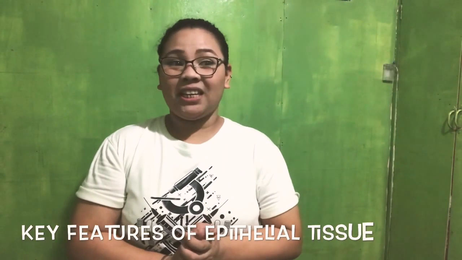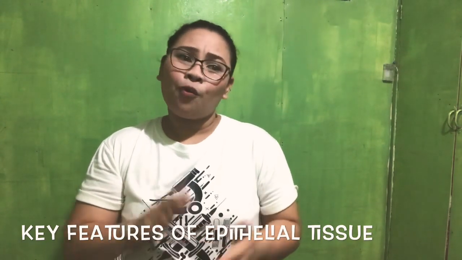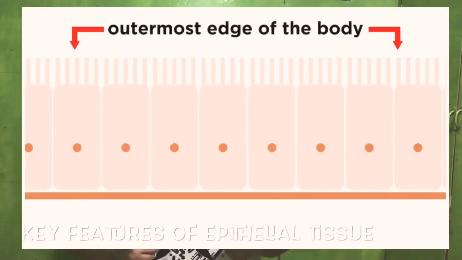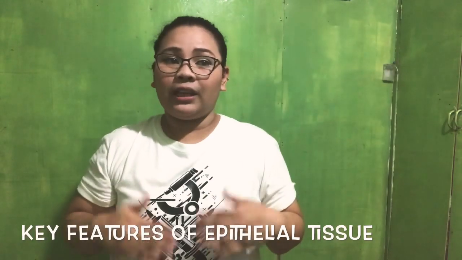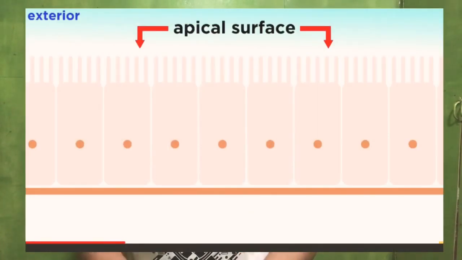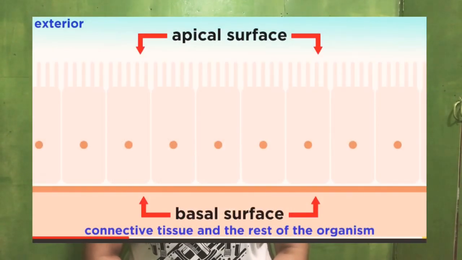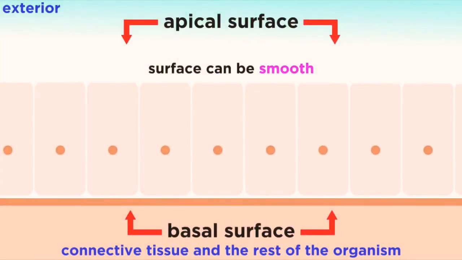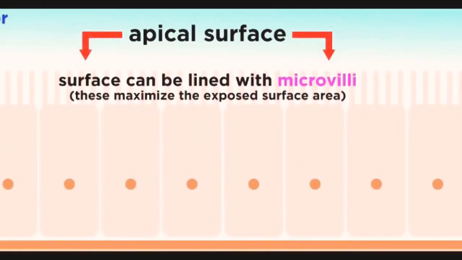So let's describe the key features of epithelial tissue. First, since we are talking about cells that line the exterior of the body or a cavity, we should distinguish between the apical surface, or surface exposed to the exterior, and the basal surface, which is attached to the connective tissue within the rest of the organism. The apical surface is sometimes smooth, but it is often lined with microvilli, which are tiny projections of the plasma membrane meant to maximize the exposed surface area.